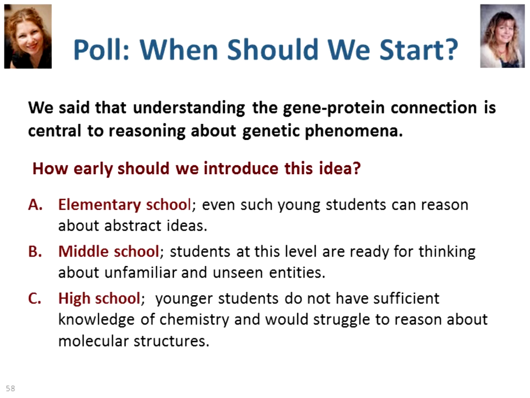So moving on. We're going to do a little poll. Again, we just said that understanding this gene-protein connection is really central to understanding genetic phenomena, right? And so the question is, if we're thinking about progress, how early should we introduce this idea? Should we introduce it in elementary school because little kids can reason about abstract ideas? Middle school because at this point they're ready to reason about stuff they can't see? Or high school because younger students don't have enough knowledge of chemistry to reason about what is essentially molecular structure? So what do you think?